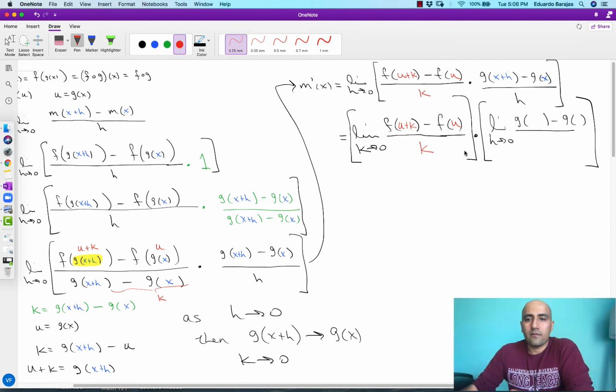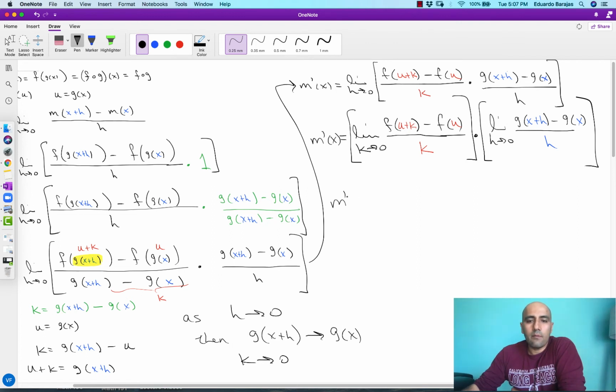Over h, and this one has g of x plus h minus g of x all over h. That's m prime of x. Okay, so now this looks just like our definition of a derivative. This is the derivative of the f function at u.